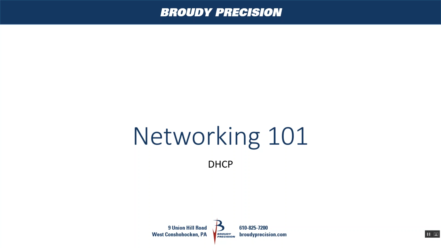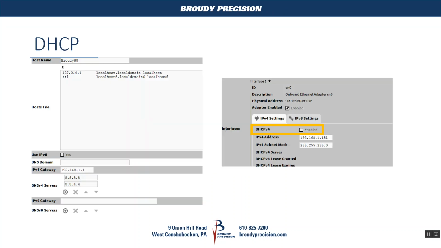In this video, we're going to look at DHCP. So if we look at our Niagara JACE TCP/IP configuration screen once again as reference, what we're going to be talking about is this checkbox right here that shows up underneath each interface, DHCP, and in our case, V4. It's just a checkbox that enables it and disables it.